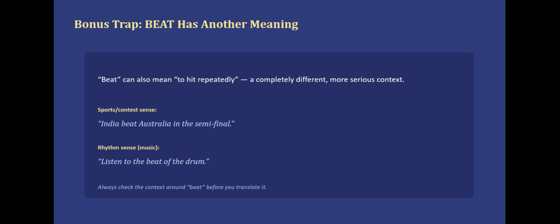Before the quiz, one bonus trap for you. Beat actually has another meaning too, completely unrelated to sports or competition. It can also mean to hit repeatedly, which is a much more serious context, so please be careful with that meaning in real life. But beat also has a lighter meaning, the rhythm of music. For example, "Listen to the beat of the drum." So always look at the context around the word beat before deciding what it means. Context is everything in English.